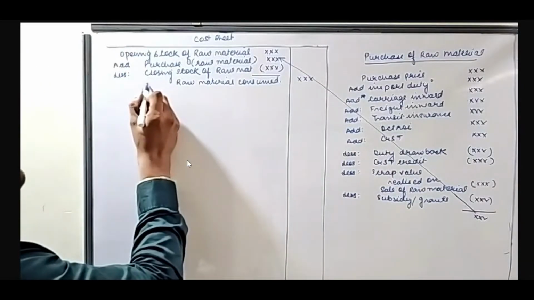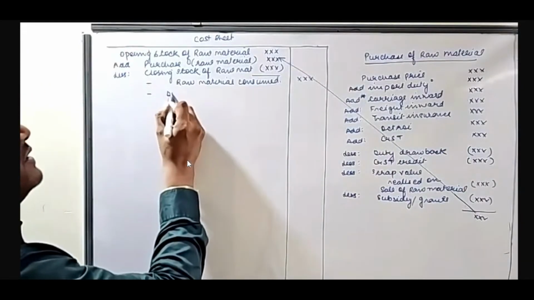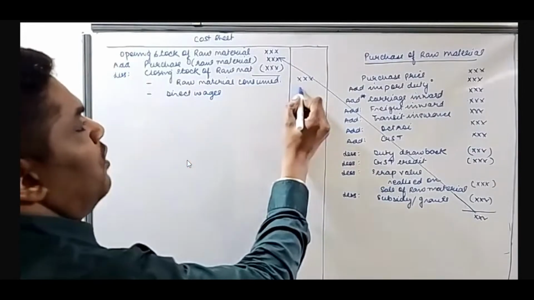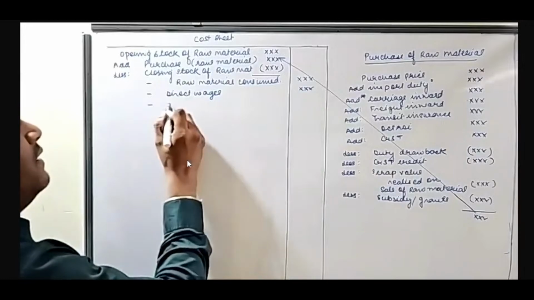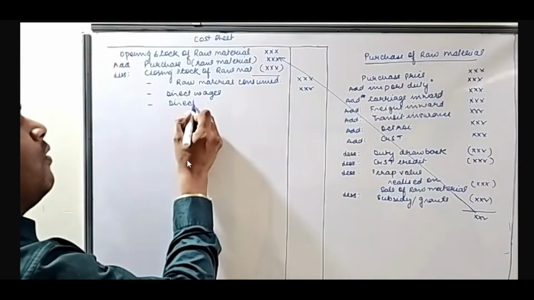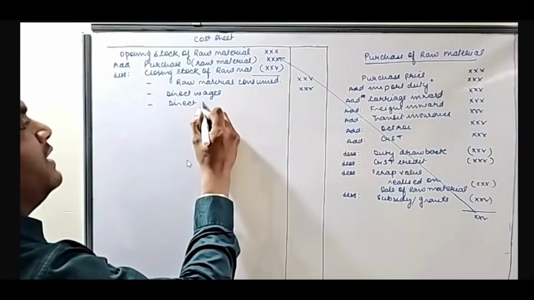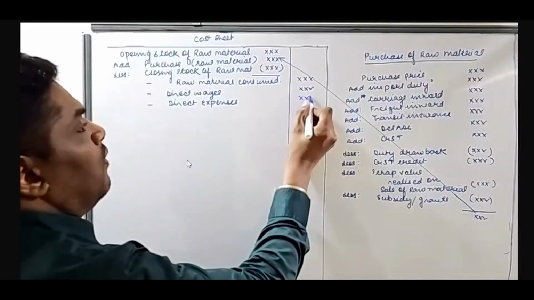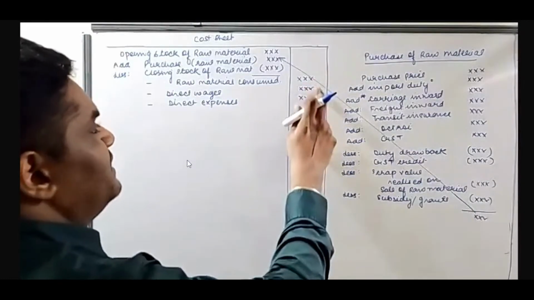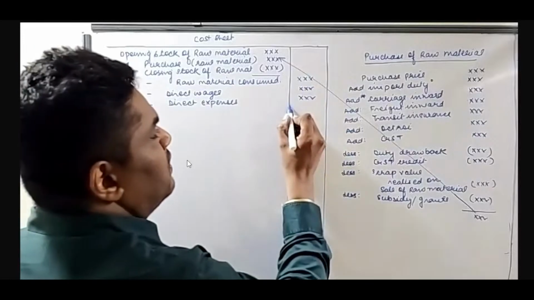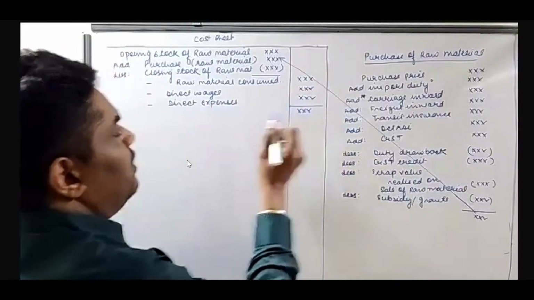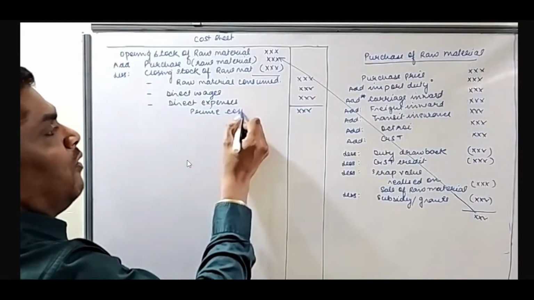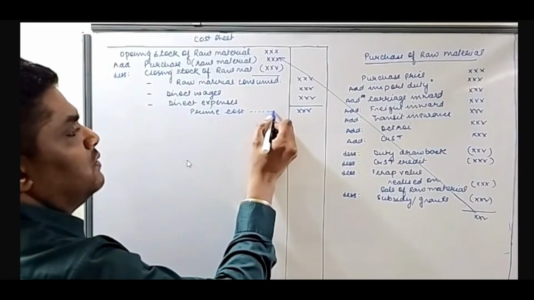Now, in this raw material consumed, we will add direct wages and direct expenses. So direct material, direct wages, and direct expenses, the total will be what? My prime cost.